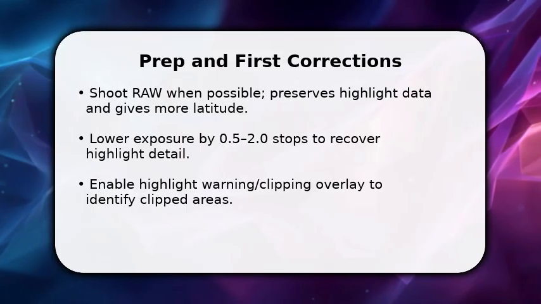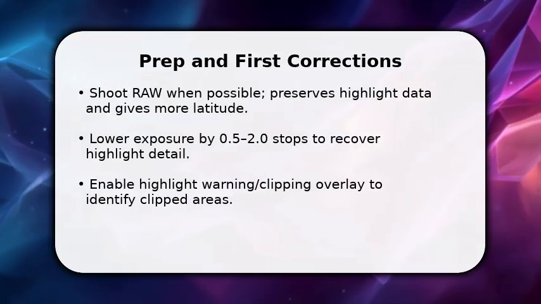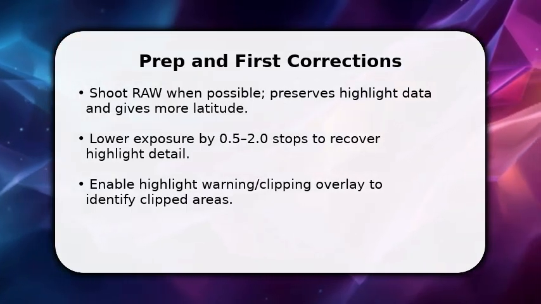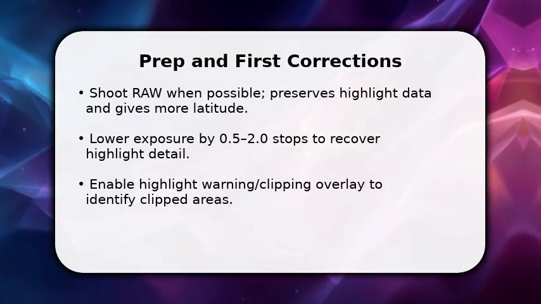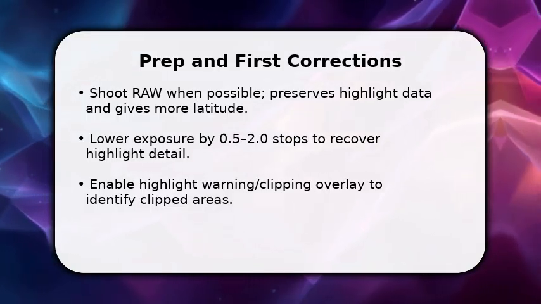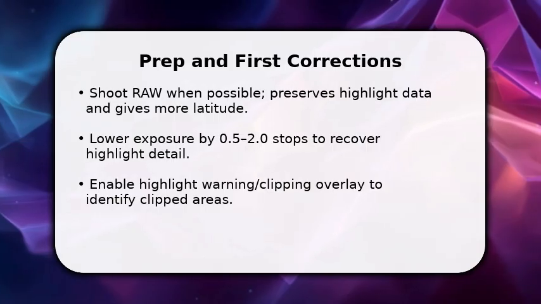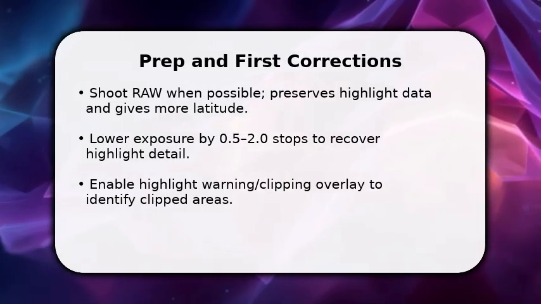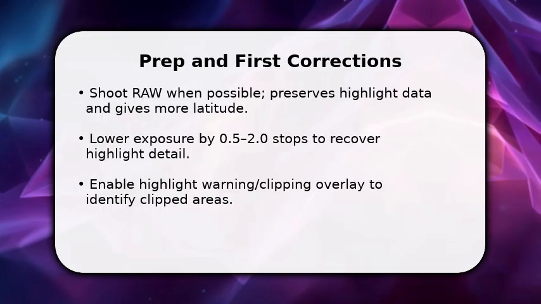You start by working in RAW and enabling a clipping overlay so you see problem areas immediately. First, reduce overall exposure by 0.5 to 2 stops to bring highlights back into range. This recovers data and prevents further clipping.